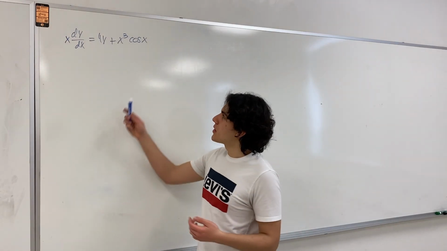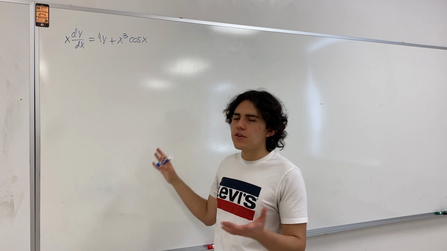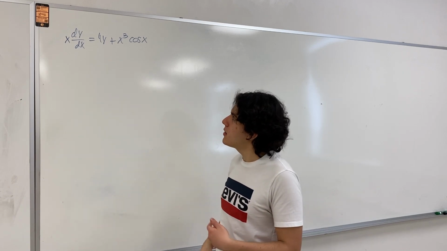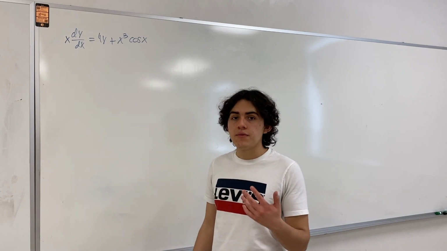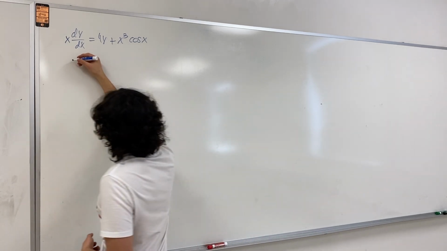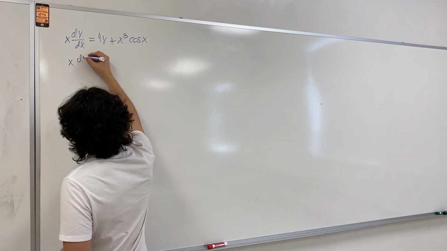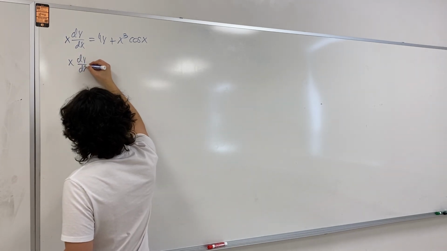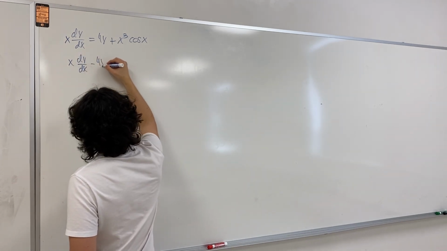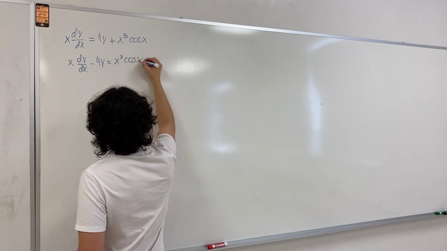Today I want to show you how we can solve this differential equation up here. At first glance, it may seem a little complicated, but we can actually use the method of the integrating factor to solve it. So I'm going to move 4y to the left-hand side of the equation. So we're going to have x times dy/dx minus 4y is equal to x cubed cosine x.